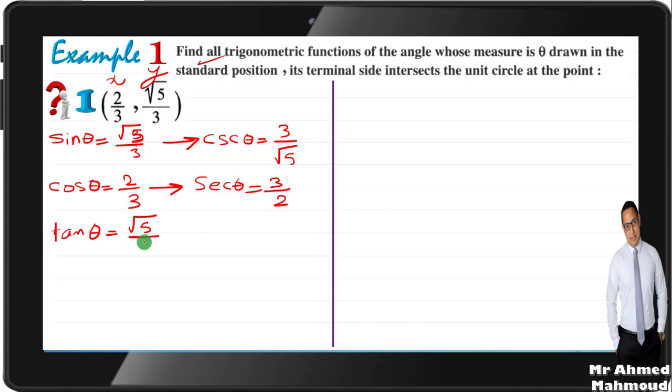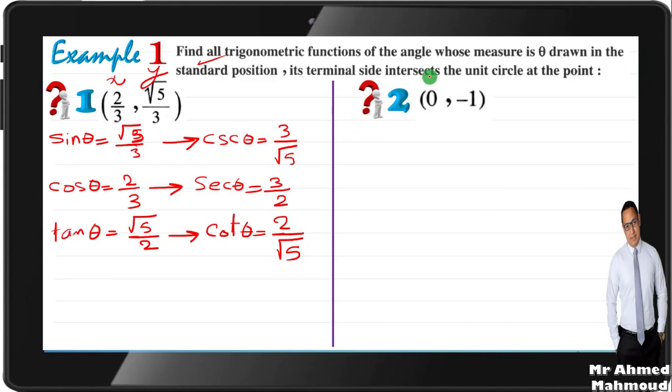Of course, by using calculator. Okay, now we have tan theta equals root 5 over 2, so cotan theta equals, make the tan upside down, it will be 2 over root 5. And I will leave it to you to make it in the simplest form. Okay. Number 2, (0, 1).